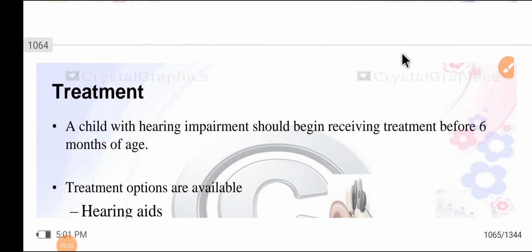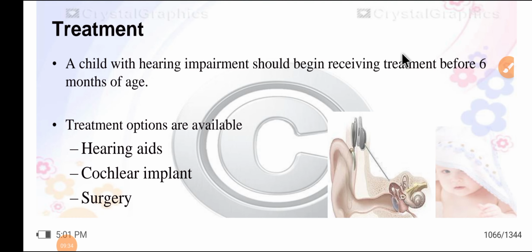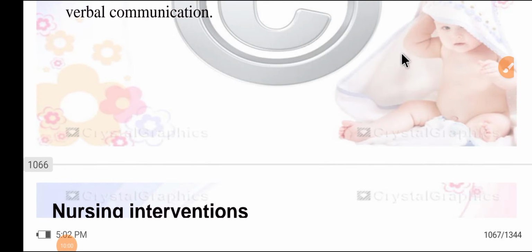Treatment: a child with hearing impairment should begin receiving treatment before 6 months of age. Treatment options are available: hearing aids, cochlear implant, surgery. Nursing diagnosis: sensory perceptual alterations, auditory related to hearing loss, impaired verbal communication related to congenital hearing impairment, risk for activity intolerance related to hearing loss and impaired verbal communication.